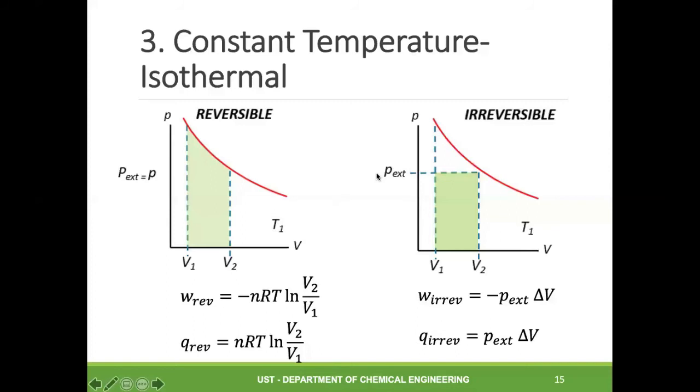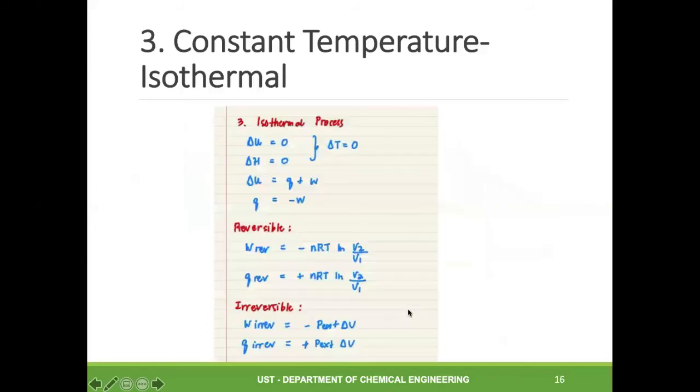Now, an irreversible expansion takes place in a finite time. So if it occurs against a constant external pressure, P external, so we have a different value of work. So this is how it's represented in the PV diagram. So P external becomes constant here, and work irreversible is equal to negative P external delta V. So Q irreversible becomes positive P external delta V. Now, looking at the graph, you know that in terms of magnitude, work reversible is much higher than work irreversible.